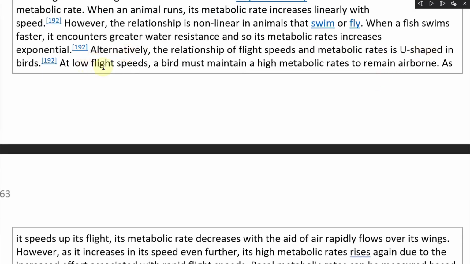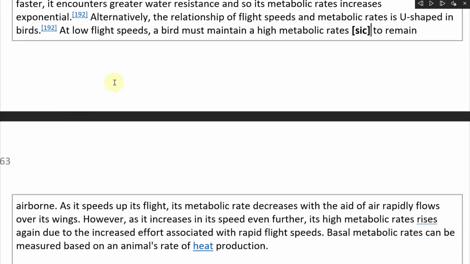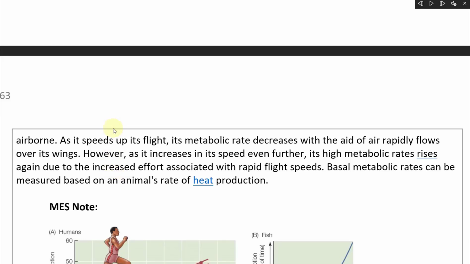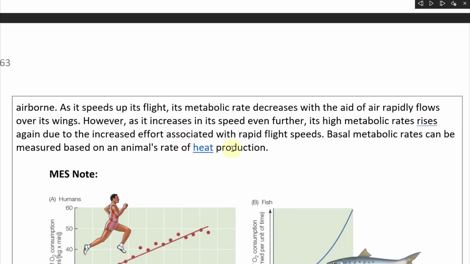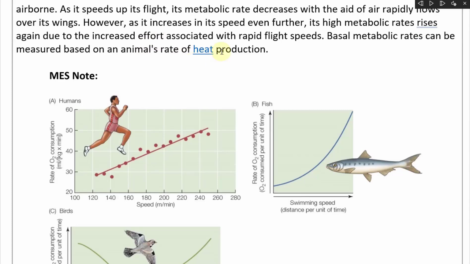In birds, at low flight speeds, a bird must maintain a high metabolic rate to remain airborne. As it speeds up its flight, its metabolic rate decreases with the aid of air rapidly flowing over its wings. However, as it increases in speed even further, its metabolic rate rises again due to the increased effort associated with rapid flight speeds. And basal metabolic rates can be measured based on an animal's rate of heat production.